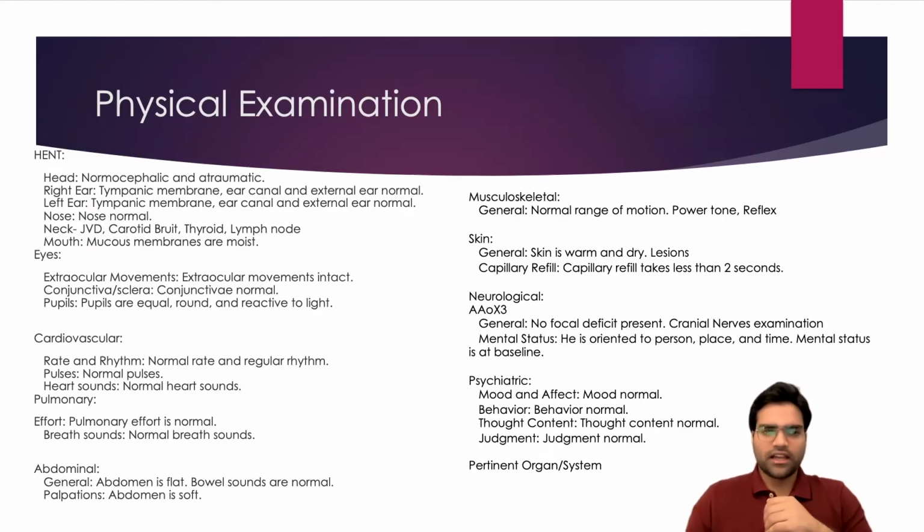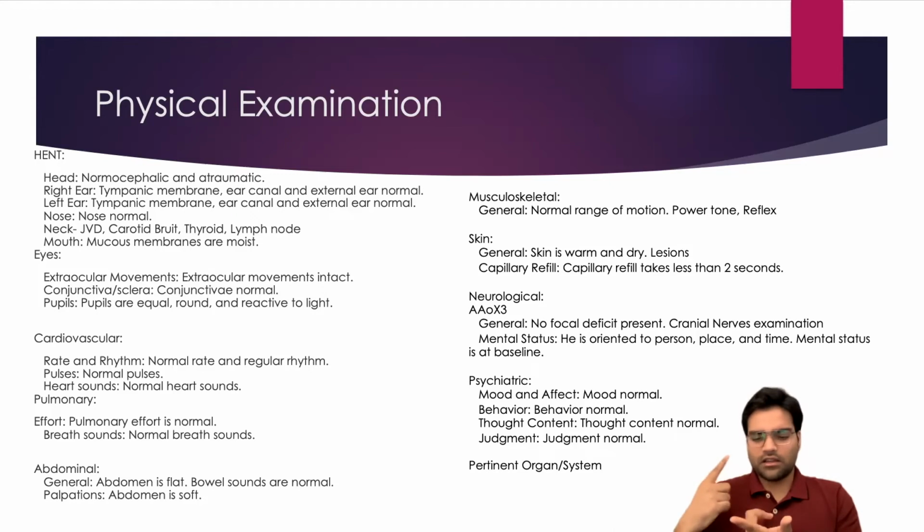Okay, then comes the eyes. So sometimes, in a stroke patient, you have to see whether the extraocular movement is intact or not. Sometimes you also have to see conjunctiva and sclera. Sclera is important if the patient has hepatic cirrhosis or any jaundice; you have to see the sclera. And conjunctiva, if the patient has any kind of intoxication like phencyclidine or marijuana, their conjunctiva is injected or red.